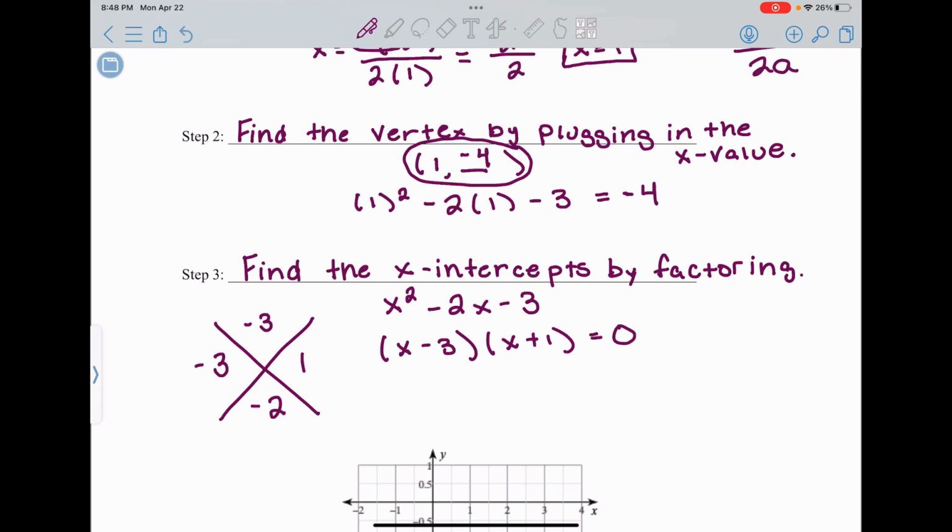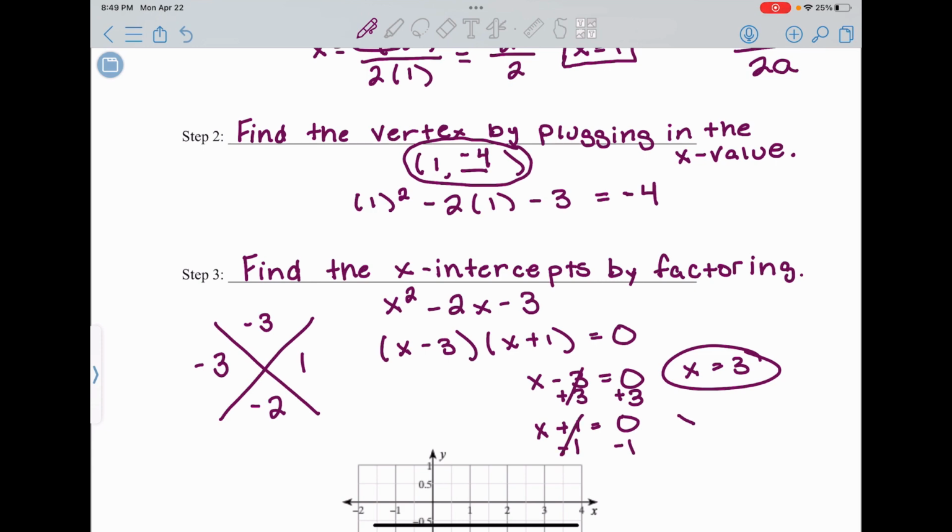In order to find my x-intercepts, I need to set each of these factors equal to 0 and solve. The opposite of subtracting 3 is adding 3. So positive 3 is one of my x-intercepts. And the opposite of adding 1 is subtracting 1. So x equals negative 1 is my other x-intercept.